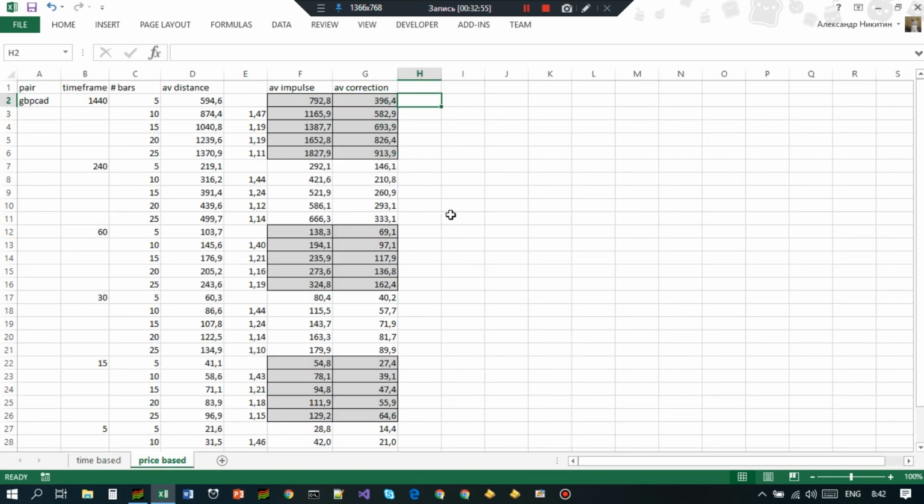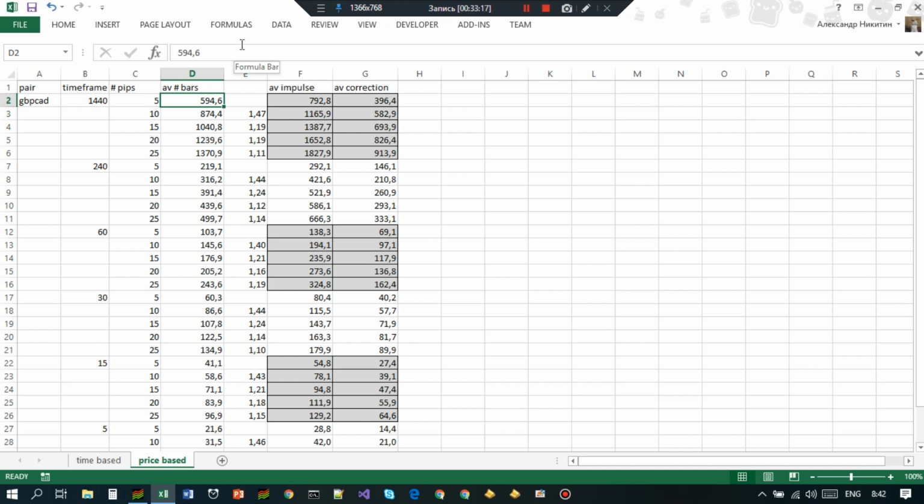And so what do we have? Here we will have the number of pips of the algorithm, and here it will be the average number of bars that the average swing takes. And with this we have it inverse.